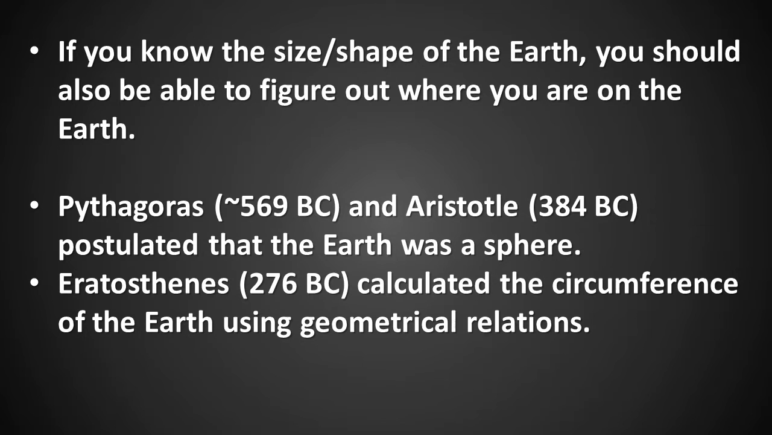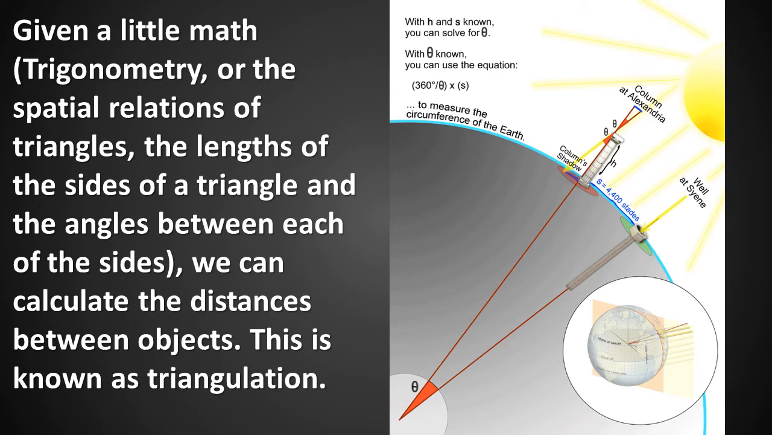If you know the size or shape of the Earth, you should also be able to figure out where you are on the Earth. Pythagoras and Aristotle postulated that the Earth was a sphere. Eratosthenes calculated the circumference of the Earth.